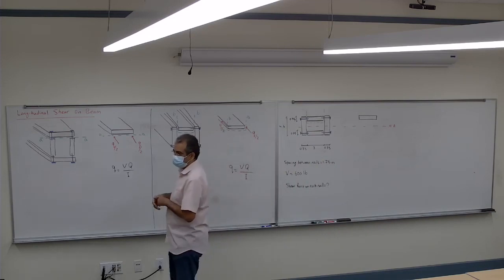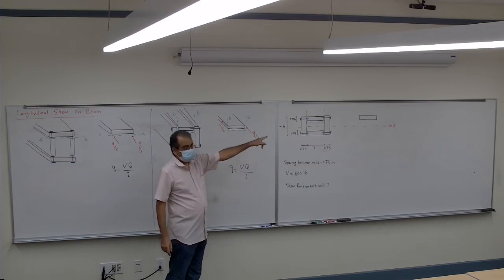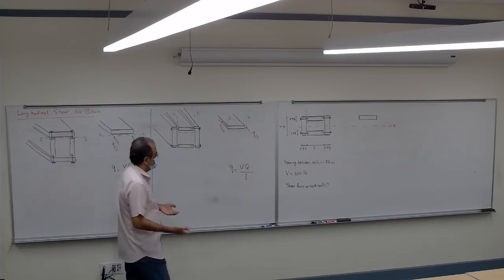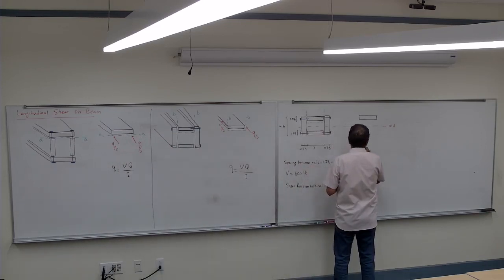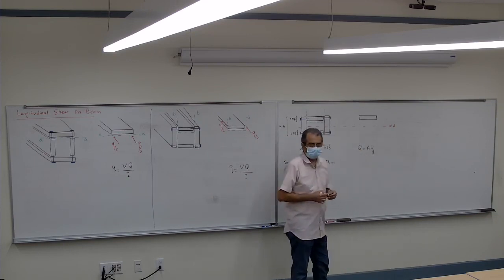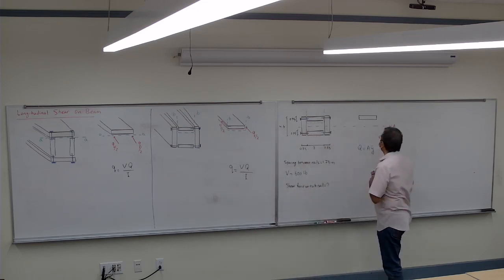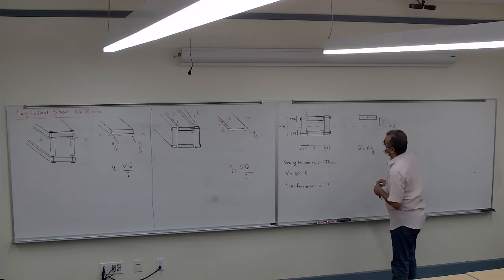The very first thing I need to calculate is the Q for that area I just brought out. Correct? So the Q is area times Y bar. So how much is the Y bar there? Well, from the centroid to that, that's the Y bar. How much is that?